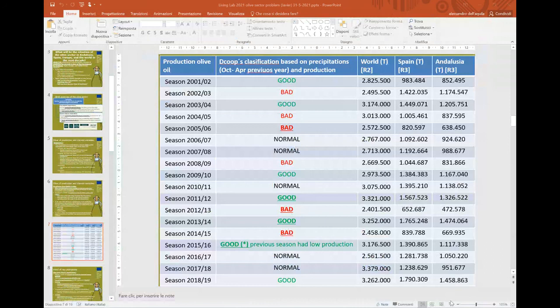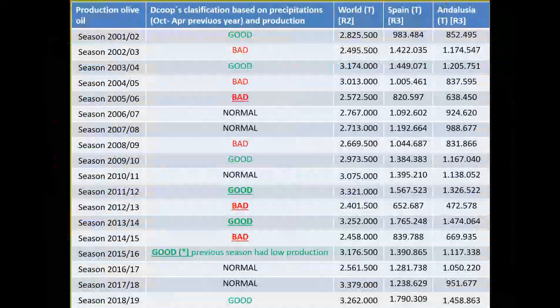The COI classifies the year as good, bad, or normal regarding it. Next slide, please.